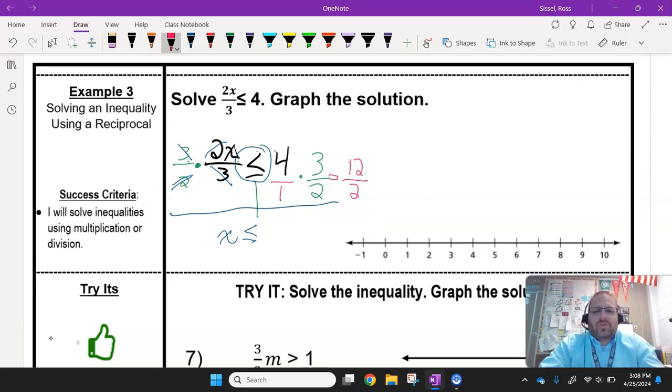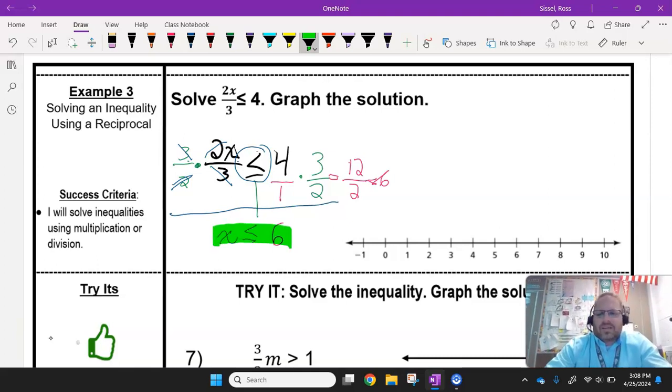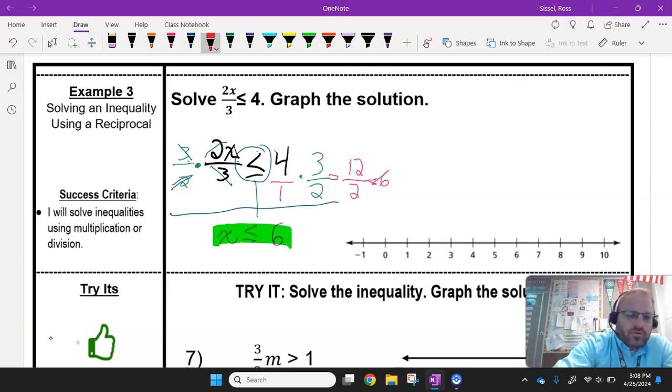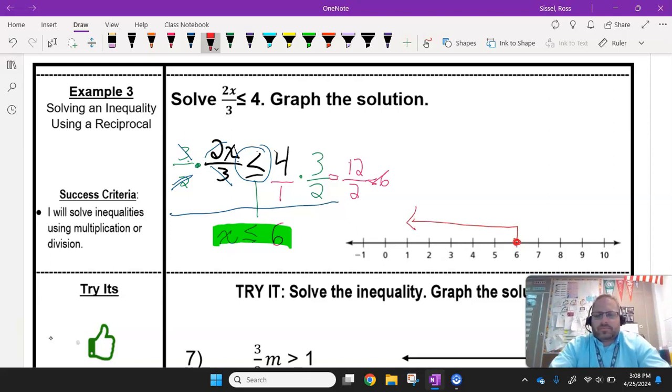This is 12 divided by 2. 12 divided by 2 is 6. So 6 becomes our answer. Our final answer then is x is less than or equal to 6. Now, to graph, we're going to go over to 6. It's a solid dot because it was or equal to. And a number less than 6 goes left.